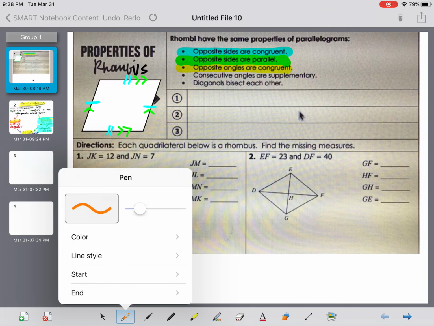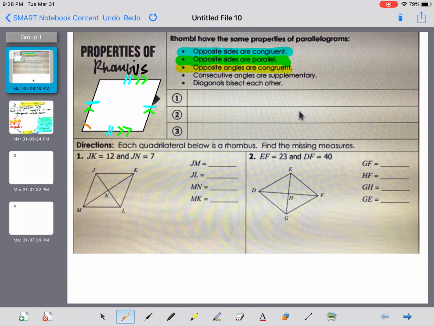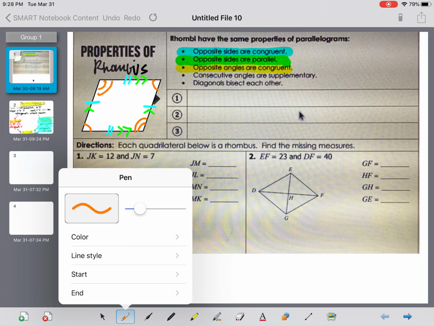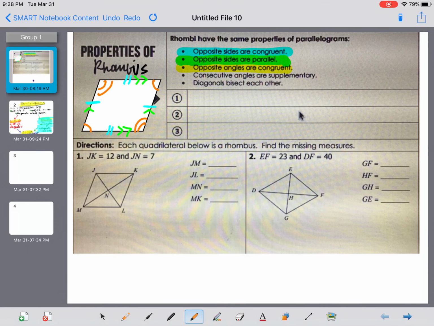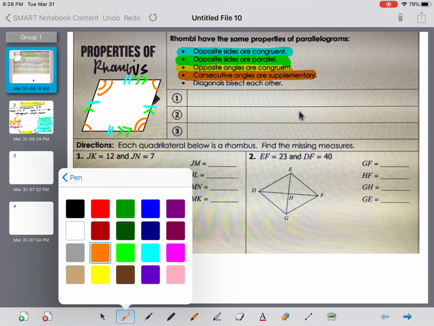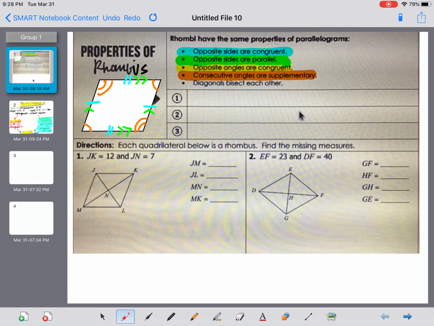Then we also see here that opposite angles are congruent. That means this angle right here is equal to that angle, and this angle right here is equal to that angle. Math talk also tells us that consecutive angles are supplementary, which means that these 2 angles add to be 180, these 2 angles add to be 180, these 2 angles add to be 180, and these 2 angles add to be 180. We know all of that as well.